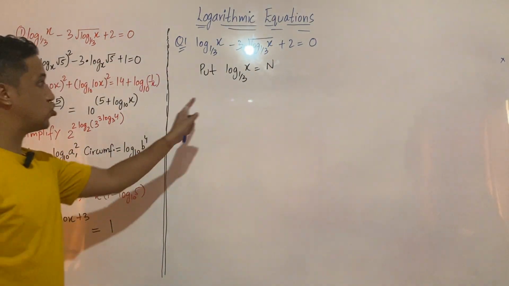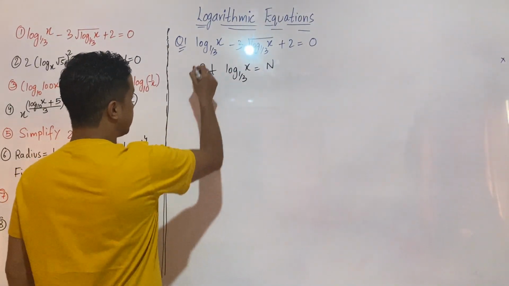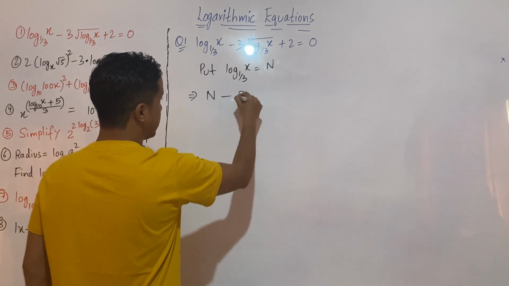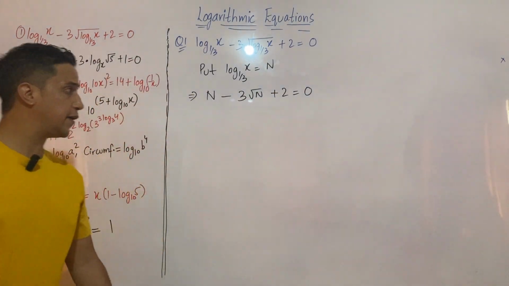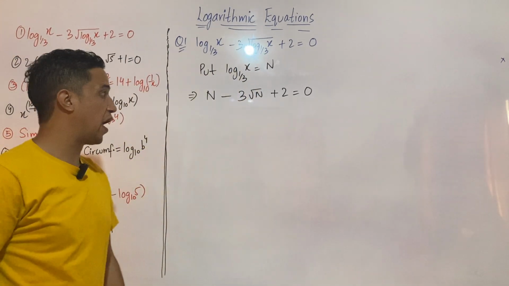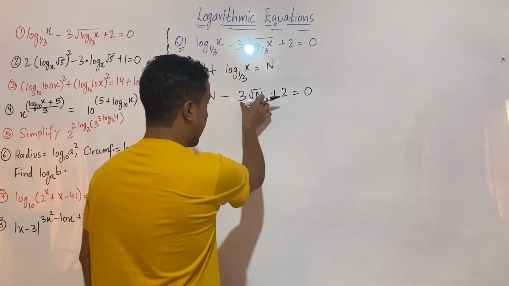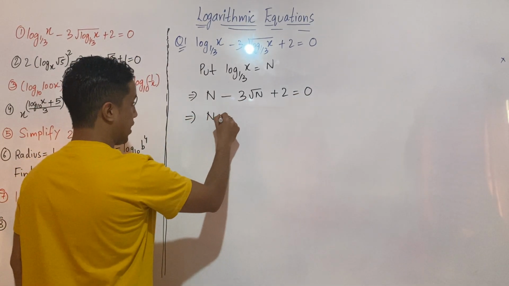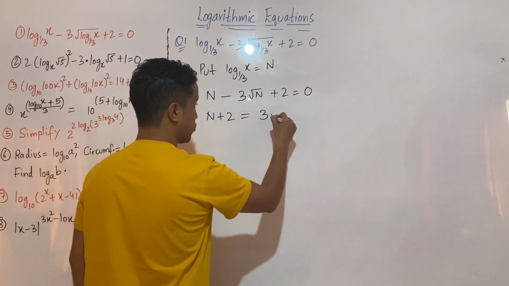Okay, so I assume that this is n. Now what happened? This will be n minus 3 root n plus 2 equals 0. Now this looks quite simpler compared to this one. Now, what I can do is that here I have the square root, so I can just bring it to the other side. Here, what will be left? n plus 2, and here 3 root n.